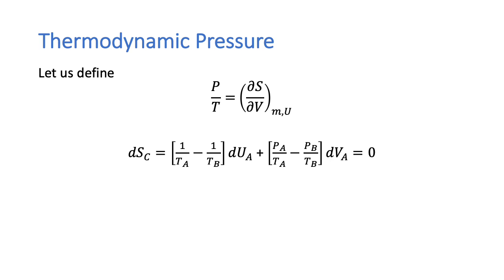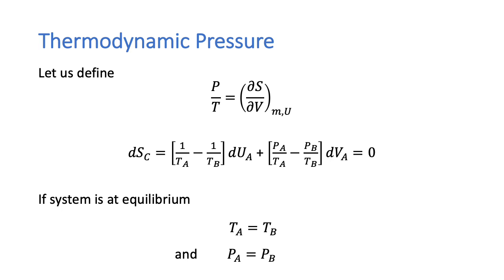Substituting this back into the expression for dSC, we have that 1 upon TA minus 1 upon TB times dUA plus PA upon TA minus PB upon TB times dVA is equal to 0. So if the system is at equilibrium, we require that TA is equal to TB and that PA is equal to PB. And this satisfies our understanding of temperature and pressure.